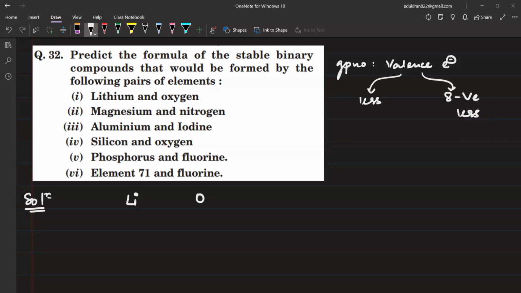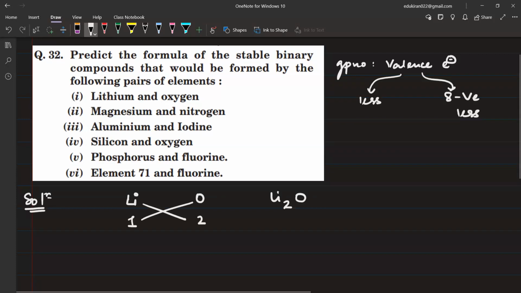So lithium is in which group number? Lithium is in group 1, so its valency will be 1. Oxygen is in group 16, which means 6 valence electrons. So 8 minus 6 is 2, so 2 is the valency here. You just need to cross multiply this. So you'll get LiO2. Oh, sorry, my bad. Li2O, lithium oxide. Is this clear?